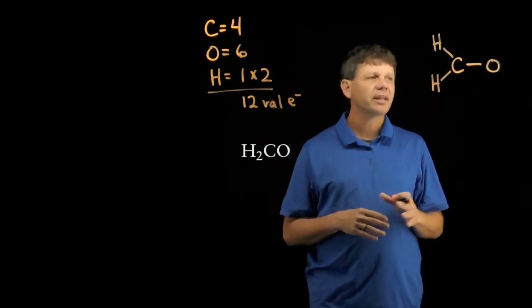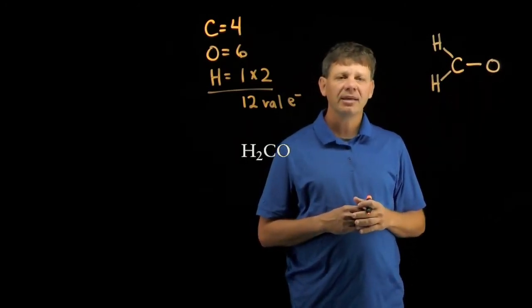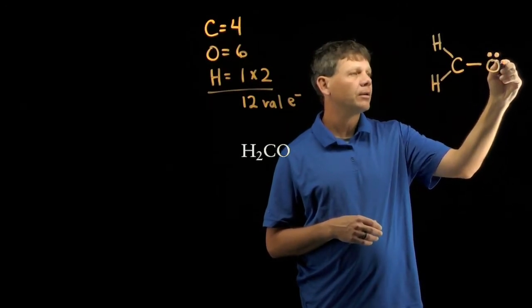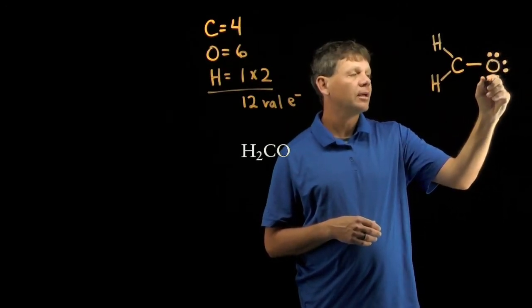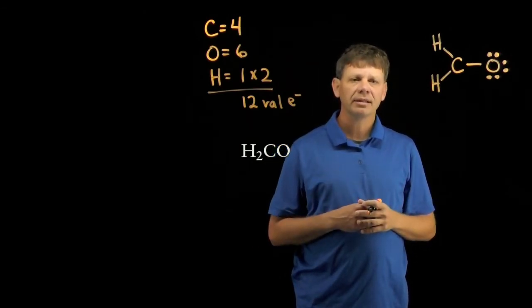Our rules tell us that next we should give electrons to the most electronegative atom, in this case oxygen. We have 6 left. Let's place those. 2, 4, 6. This gives oxygen a filled valence shell.